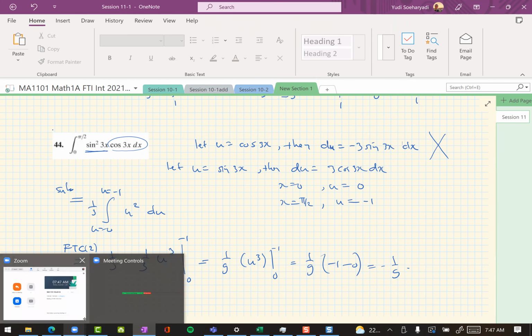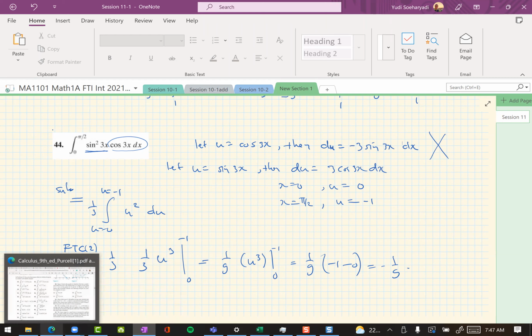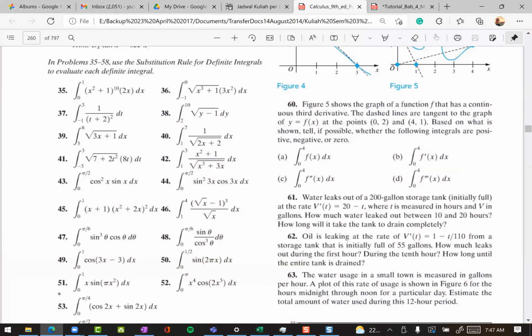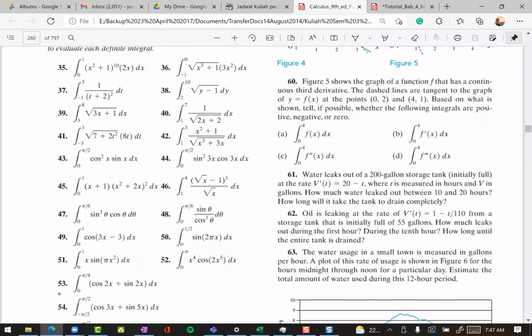Questions? Okay, so I just pick a problem and you tell me now, what should be used as u? For example, this one. How do we choose u? Is it the sine or the cosine as u?